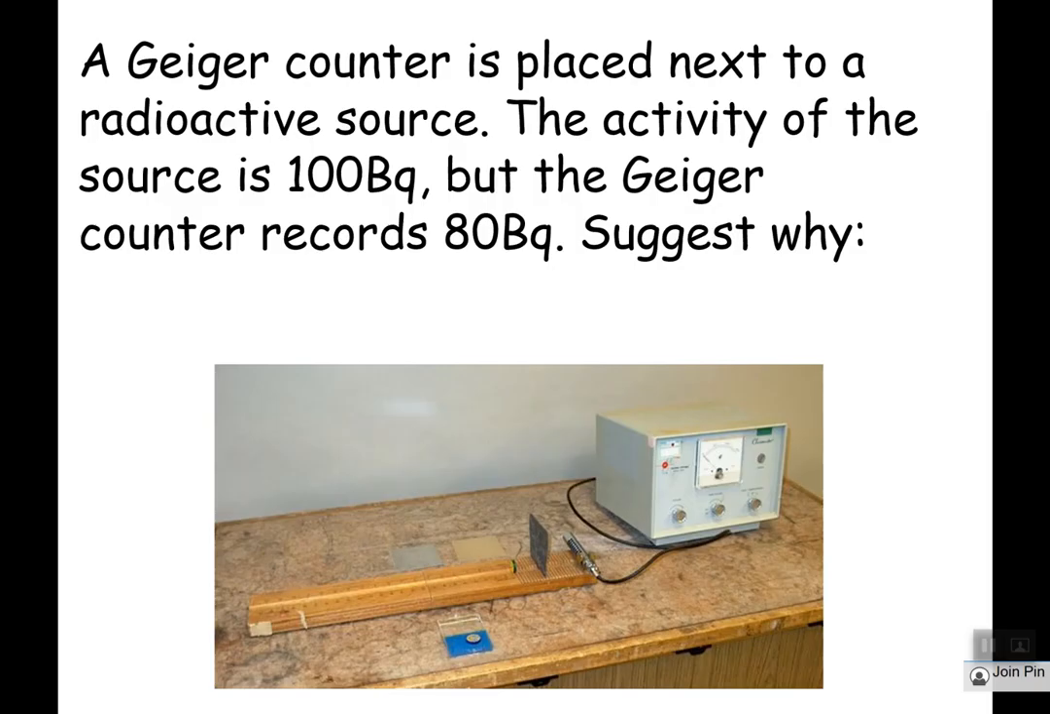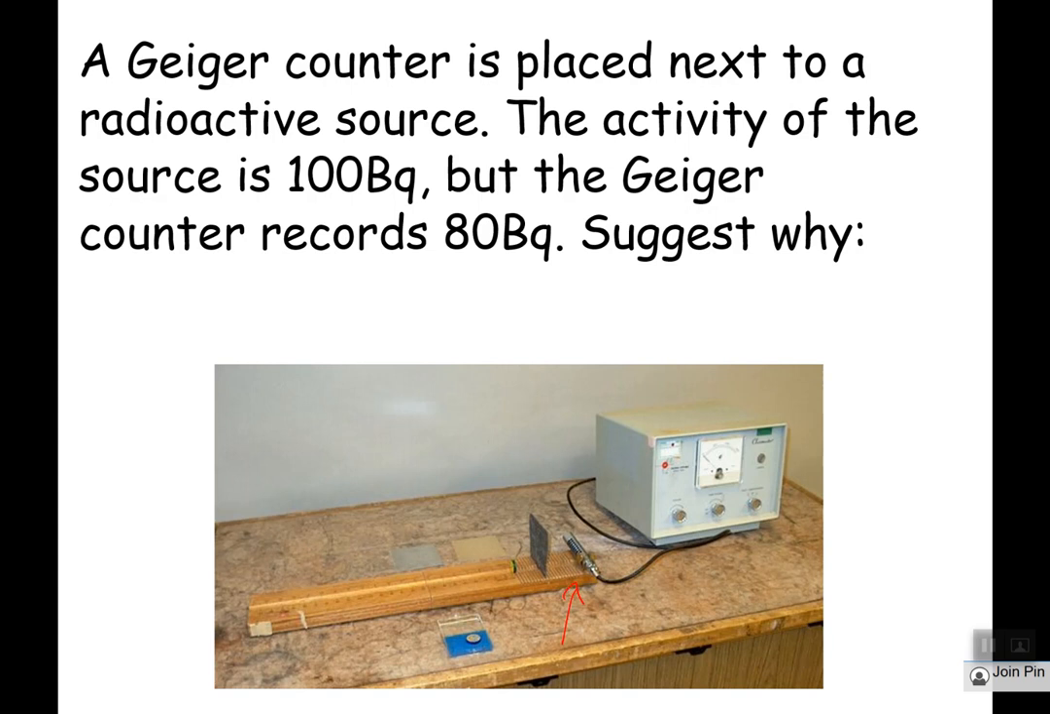Now, we have here a Geiger counter with a Geiger-Müller tube and a radioactive source. The activity of the source is 100 becquerels, but the Geiger counter only records 80 becquerels. Just why? Well, this is where we get onto this thing called count rate. Count rate is slightly different to activity.